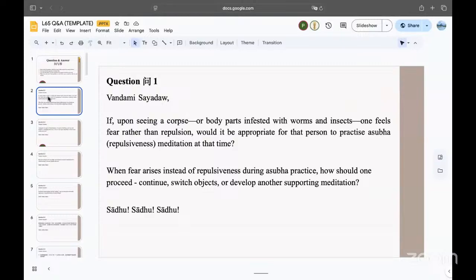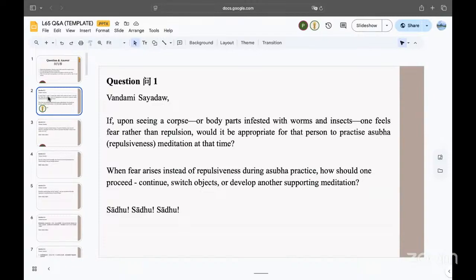Question 1. Venerable Sayadaw, if upon seeing a corpse or body parts infested with worms and insects, one feels fear rather than repulsiveness, would it be appropriate for that person to practice Asubha meditation at that time? When fear arises instead of repulsiveness during the practice, how should one proceed? Continue, switch object, or develop another supporting meditation?